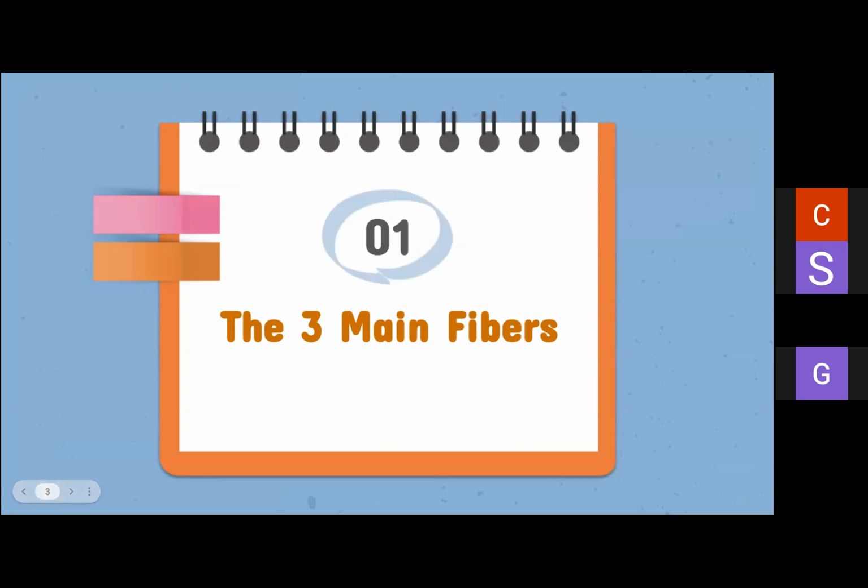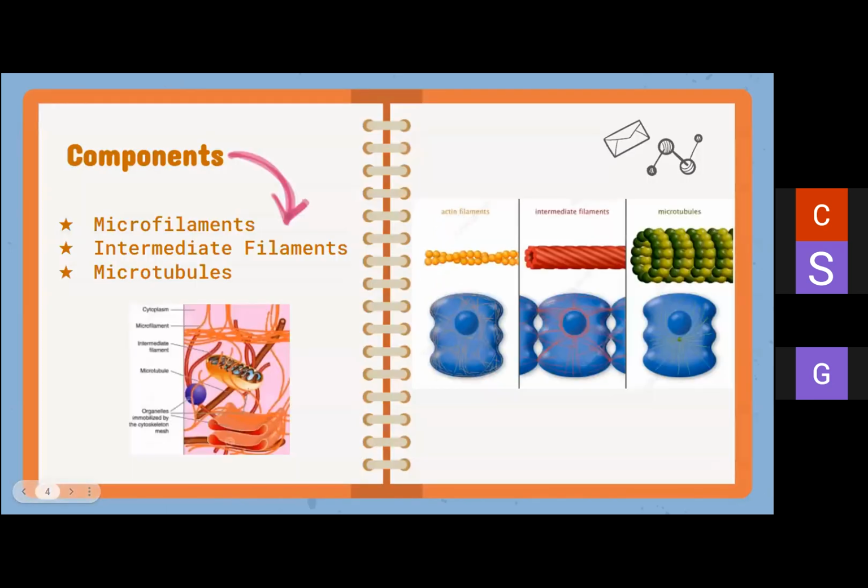The first of the two components of the cytoskeleton is the fibers. The cytoskeleton contains three main fibers: microfilaments, intermediate filaments, and microtubules. These structures give the cell its shape and help organize the cell's parts. They also provide a basis for movement and cell division.